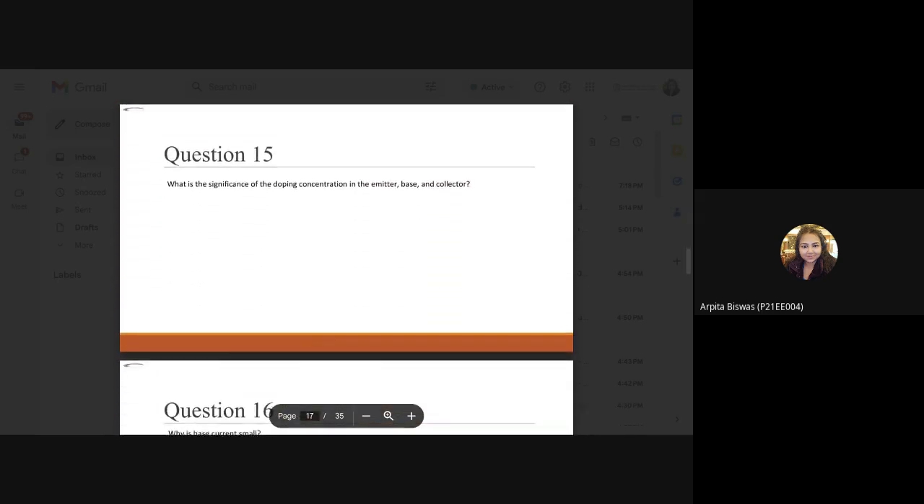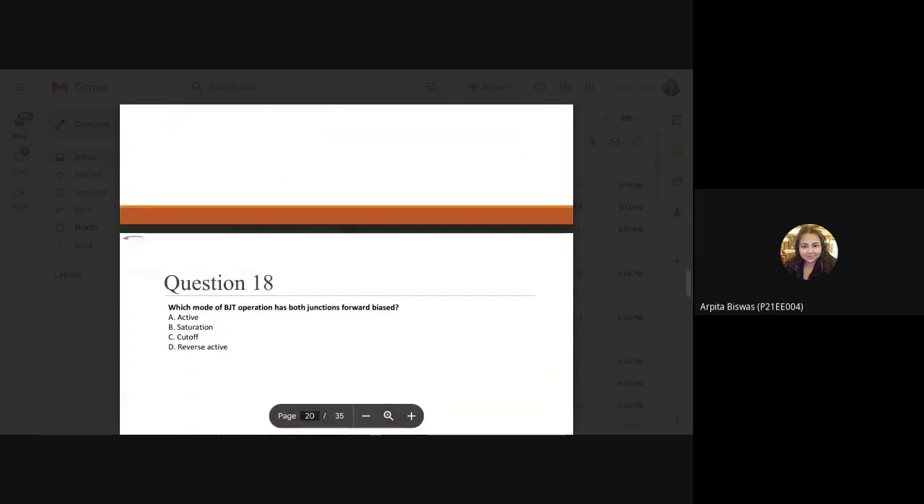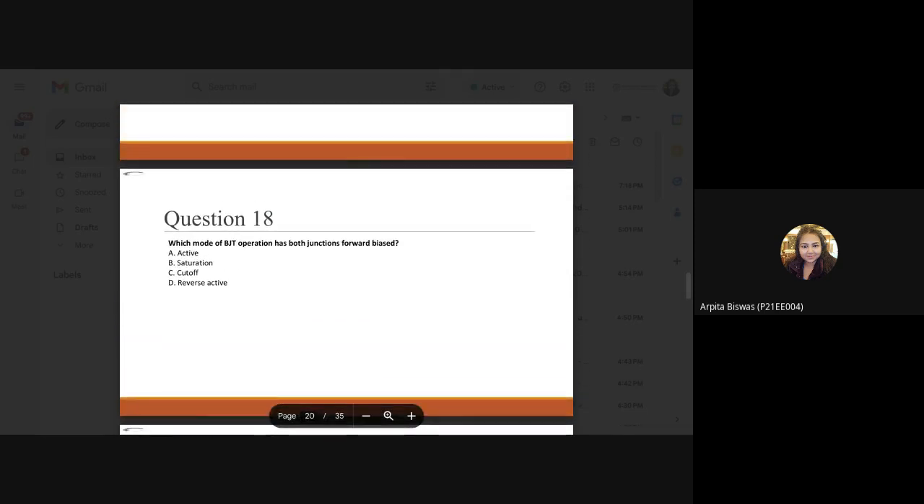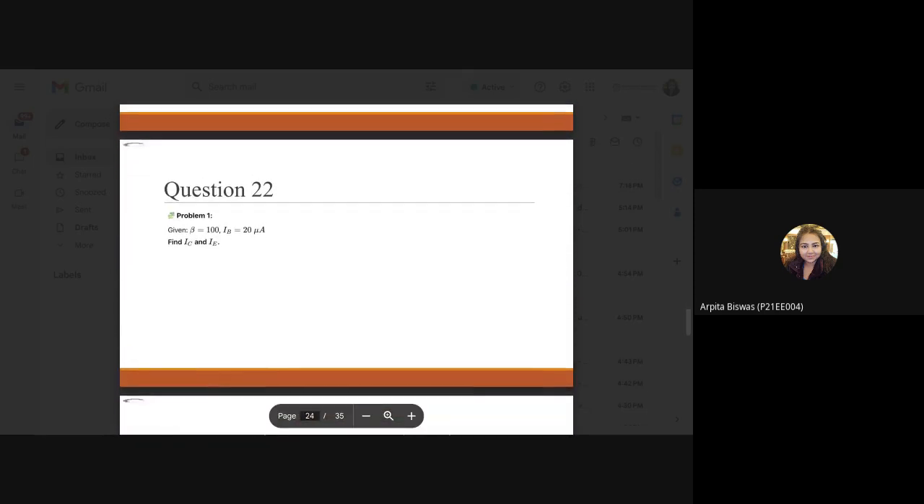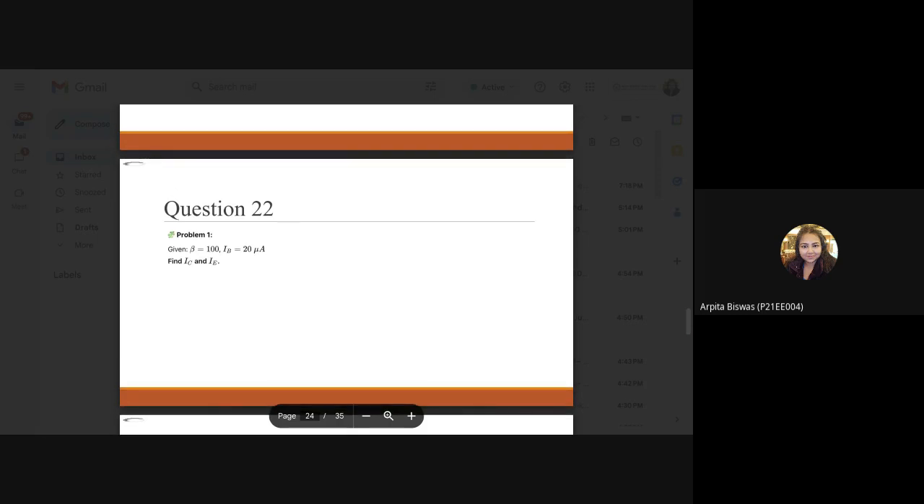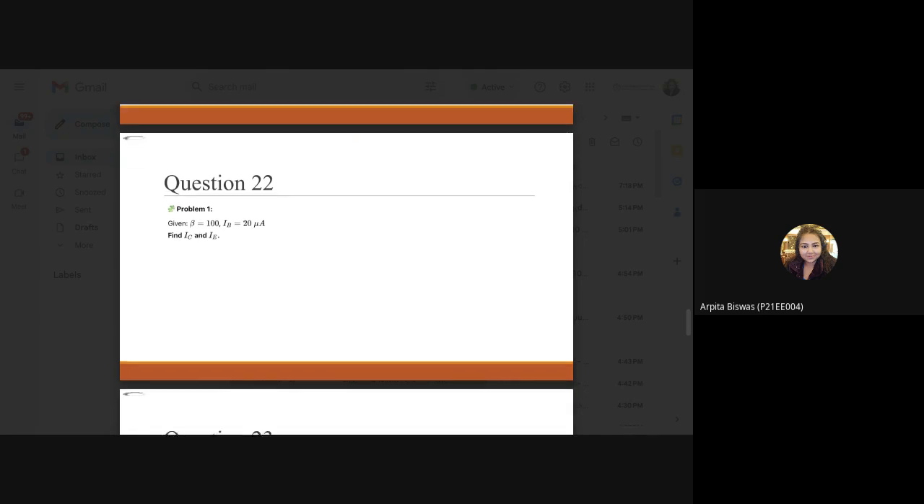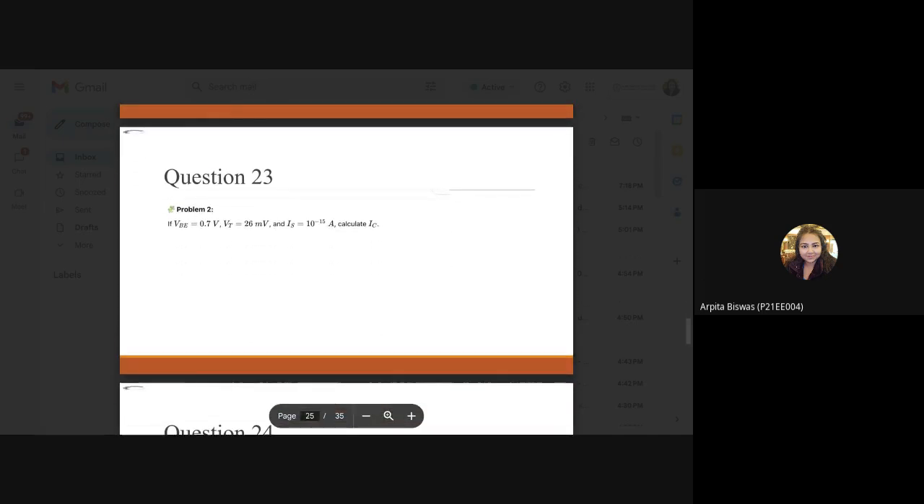I think we are at question number 22. So in question number 22, what is the right answer? I can explain here. For question number 22, the right answer is the IC value is 2 milliamps and the IE value is 2.02 milliamps, right? So next we are moving towards question number 23.